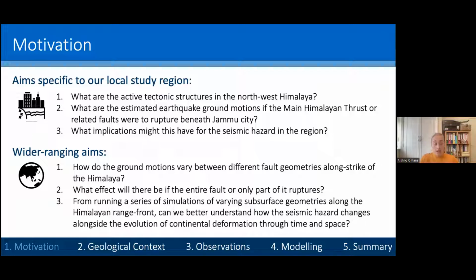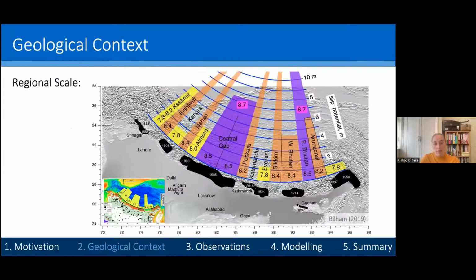Our more wide-ranging aims then were to investigate the relative ground motions between different fault geometries, because we know it varies along strike along the Himalayan arc. And also, what effect would it have if the Himalayan thrust only partly ruptured, like Gorkha, or if the entire thing ruptured. So we had a few different aims going in.